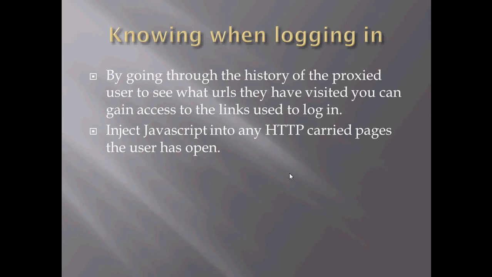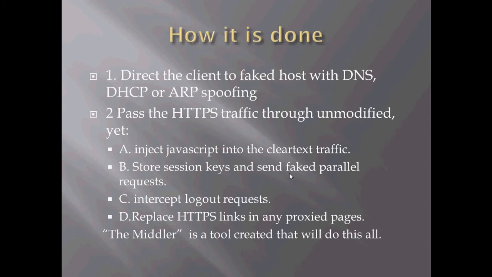How it's done is you can direct the client to faked hosts with DNS or DHCP spoofing, or you can do ARP spoofing. You can pass the HTTPS traffic through unmodified, yet inject JavaScript into clear text traffic. You can store their session keys and send fake parallel requests. You can intercept logout requests and then replace HTTPS links in any proxied page. The Middler is a neat little tool that actually does all this, so it's basically a point and click kind of thing.